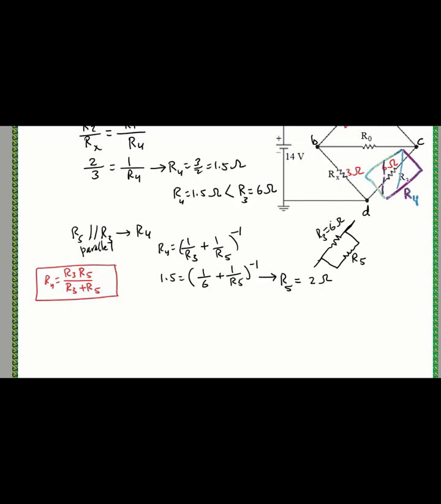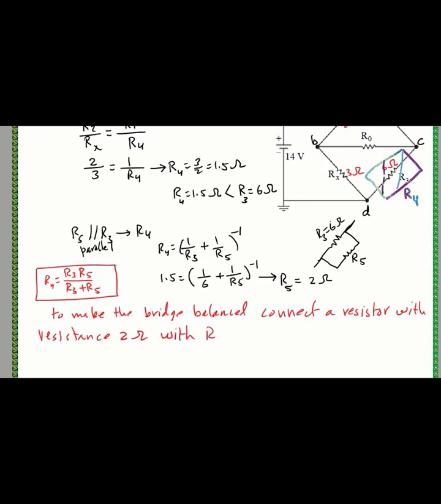So, to make the bridge balanced, connect a resistor with resistance two ohms with R3 in parallel.